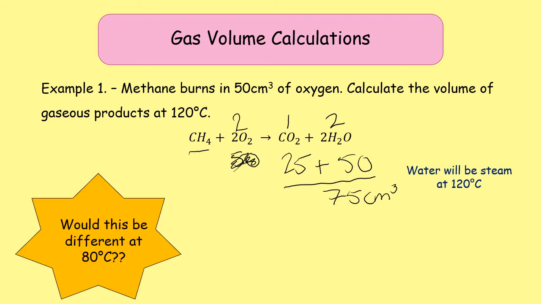Now, what would happen if the reaction was done at instead of at 120 degrees, what if it was done at 80 degrees? Well, if it was done at 80 degrees, carbon dioxide is still going to be a gas, so we'd have the 25, but our water is not a gas, because remember, water boils at 100 degrees. So at 80 degrees, it's only 25. So for questions like this, particularly if there's no state symbols, which is what we see in this equation, you need to look at what the temperature is and work out for water, will it be a gas or will it not be a gas?